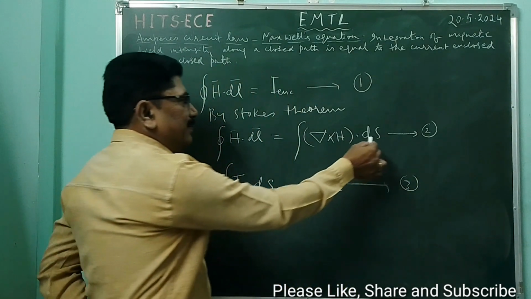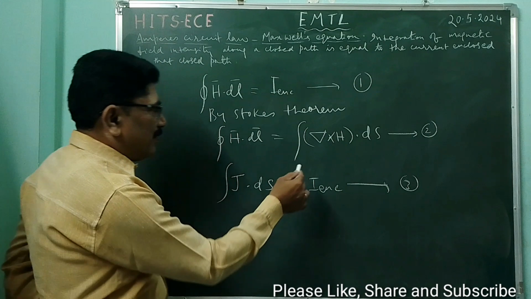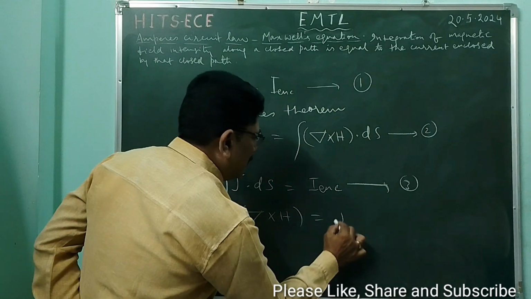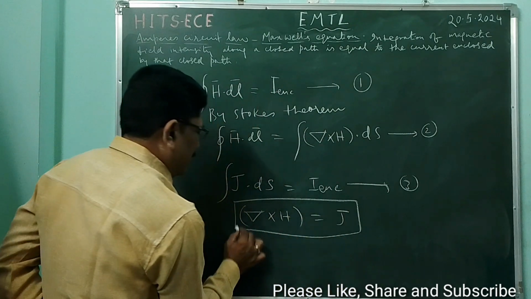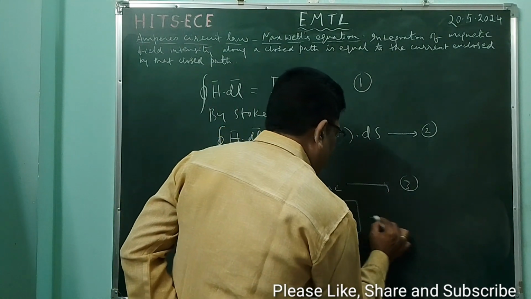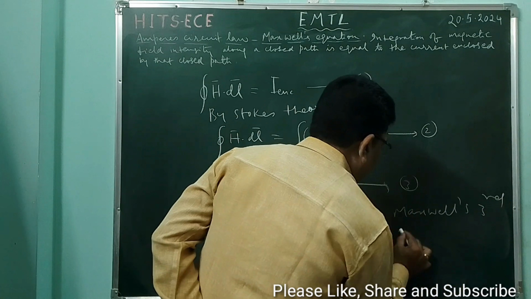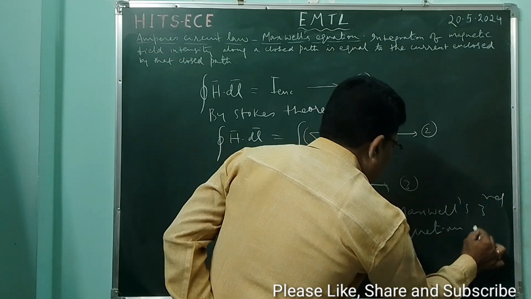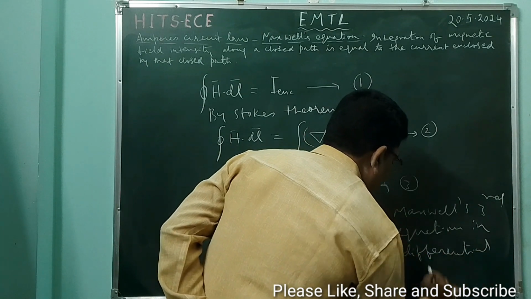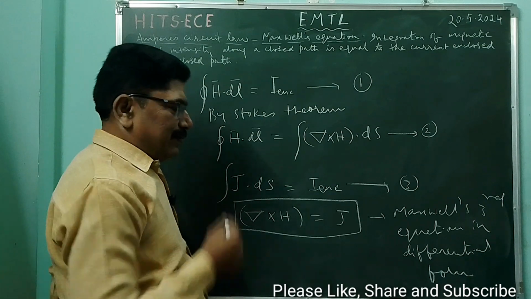Comparing these integrals with respect to differential surfaces, we will get del cross H is equal to J. This is Maxwell's third equation, in differential form. Since J is not equal to 0, this is not conservative.